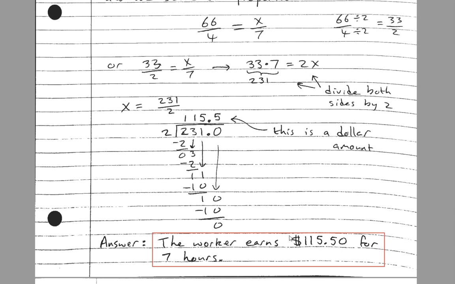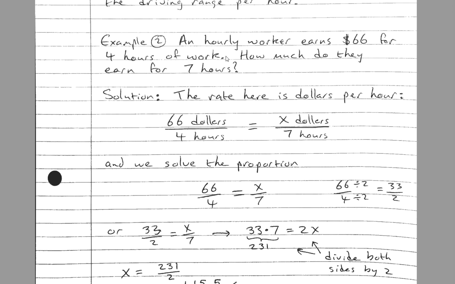Again, we're answering the question. You lose points if you just leave it like this, or even just this number. For these word problems, you really have to go back and answer the question. Just saying what x is doesn't work because there's no x in the question. Make sure you answer what they're looking for.